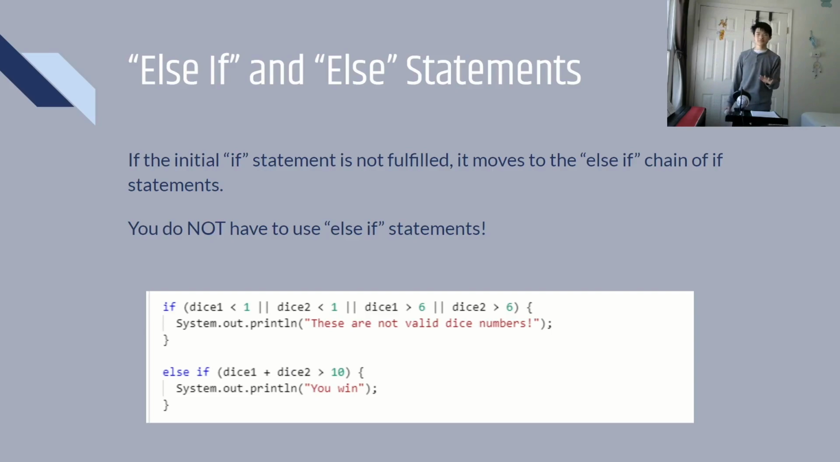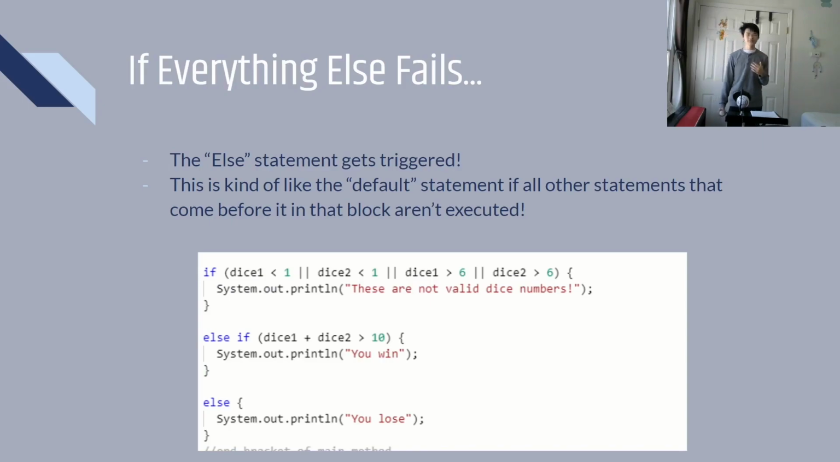We see our code from the previous slide that says, print out these are not valid dice numbers, else if dice 1 plus dice 2 is greater than 10. So if the dice numbers are valid, in this case, so both dice 1 and dice 2 will be between 1 and 6, we're checking, is dice 1 plus dice 2 greater than 10? And if it is, then print out, you win. Yay, you won. If everything else fails, the else statement actually gets triggered. This is kind of like the default statement, if all other statements that come before it in the block aren't executed. So let's check this code.